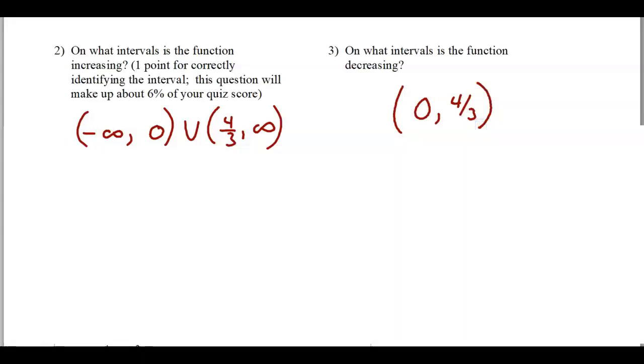All right. And that's all I'm going to do, I'm just going to ask you guys to put the interval or intervals. It's a 1-point question. You either get it right or you don't. And that makes up about 6% of your test. I'm going to assume that you showed your work in step 1 because you already did the first derivative test. So no need to show any extra work there.